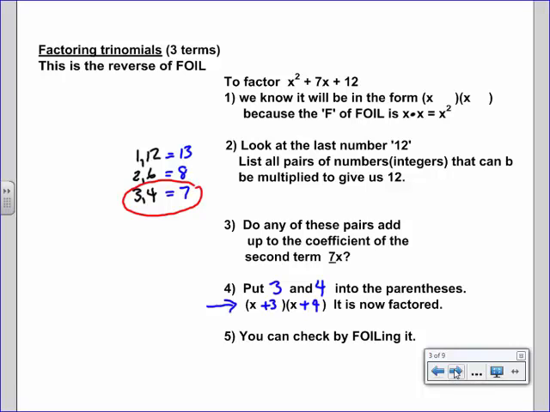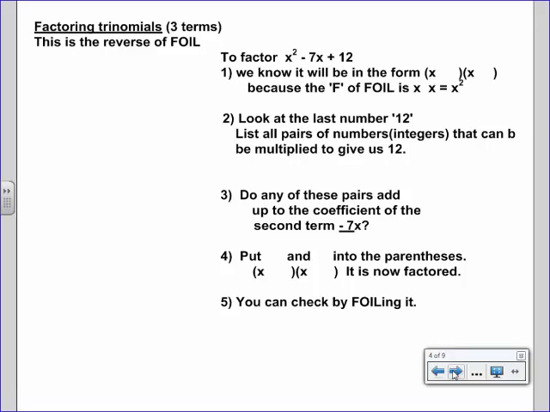Well, we're not always going to have all pluses. Sometimes we'll have minuses involved. When we look at something like this, we still want two numbers that when multiplied give us positive 12, but they have to add up to the middle coefficient of negative 7.